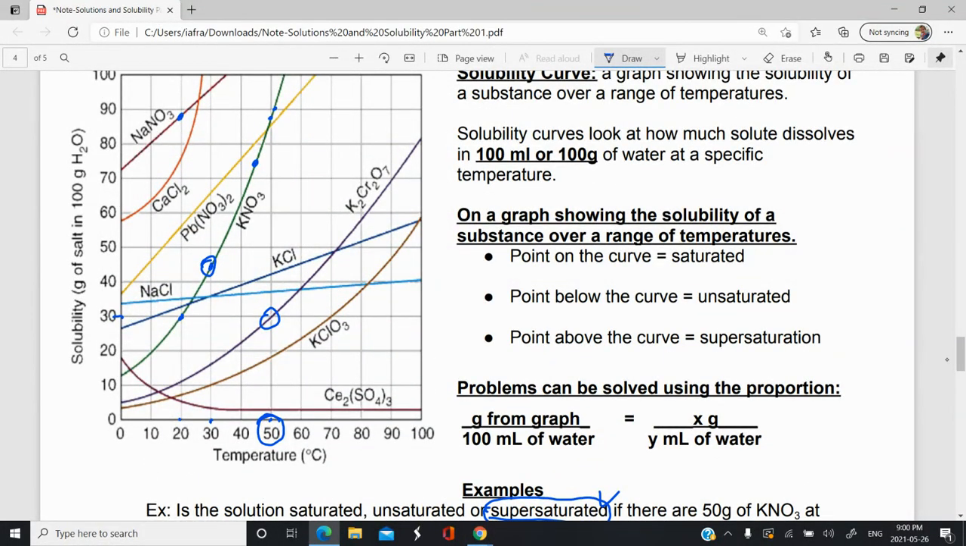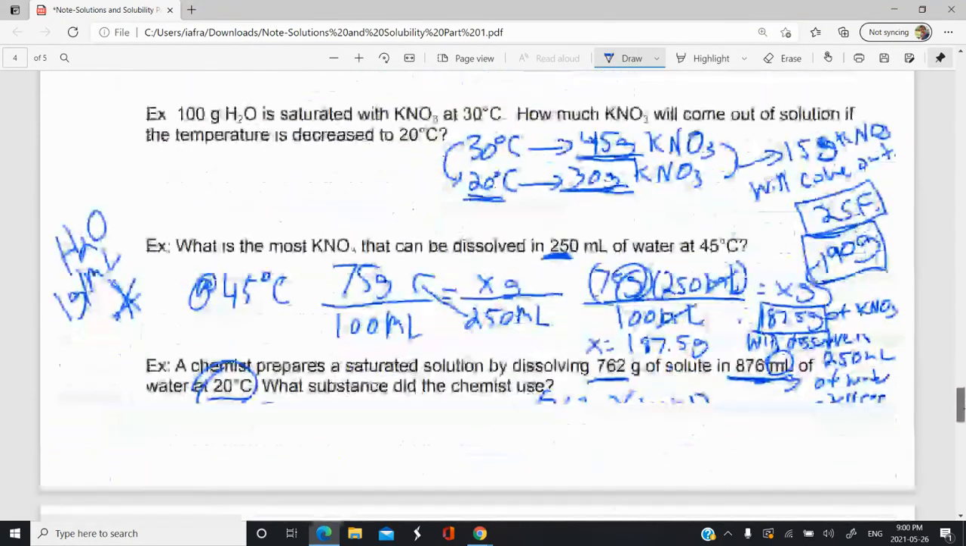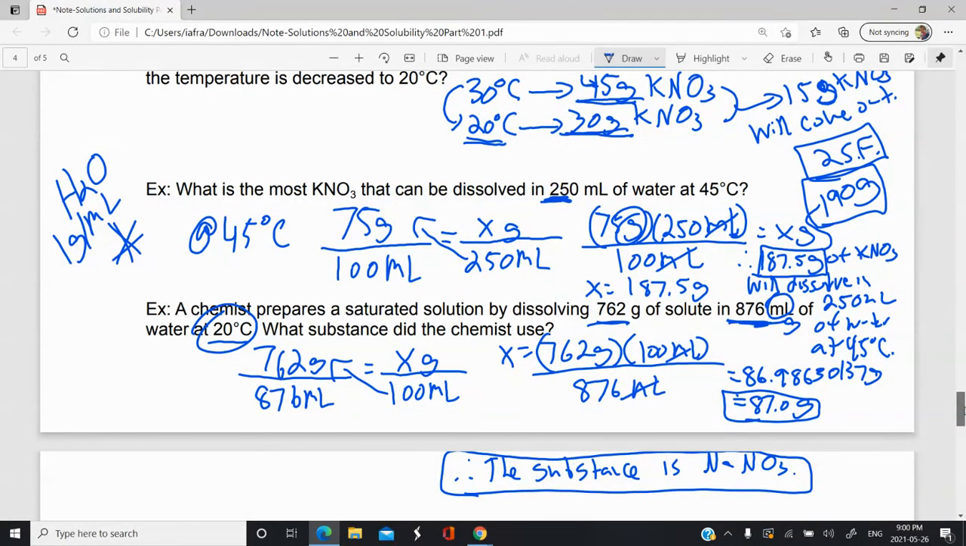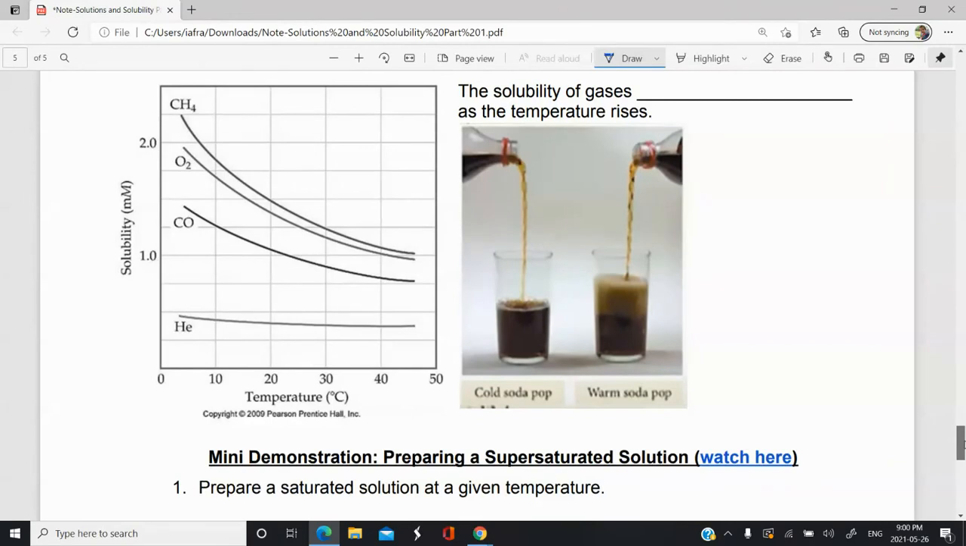Remember, this is based off 100 grams of water. Different solubility curves might have different quantities there, so it's a good idea to read your y-axis and your x-axis as you do this. I would recommend you re-practice these problems just to make sure you understand them very carefully and know how to show your work in doing so. Just a quick little tip here.